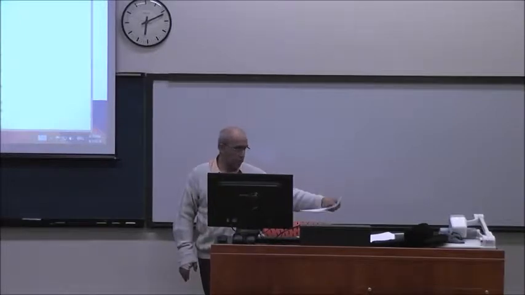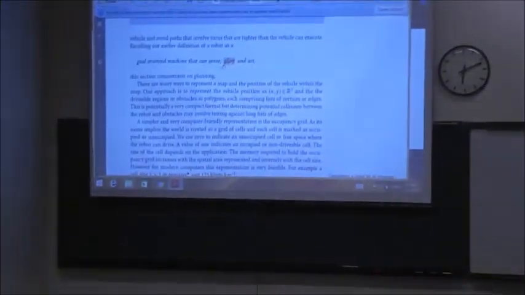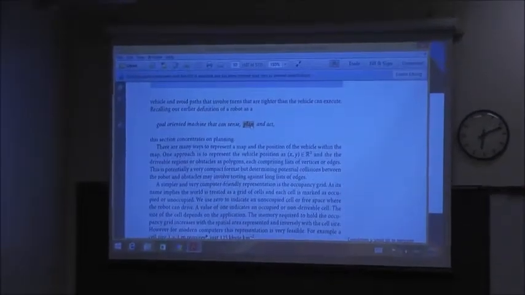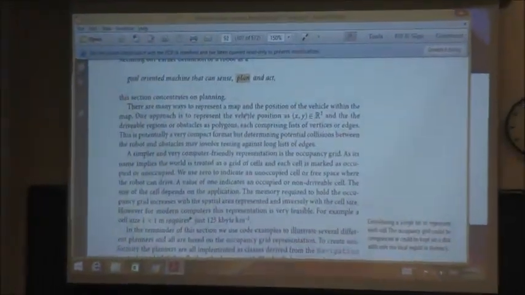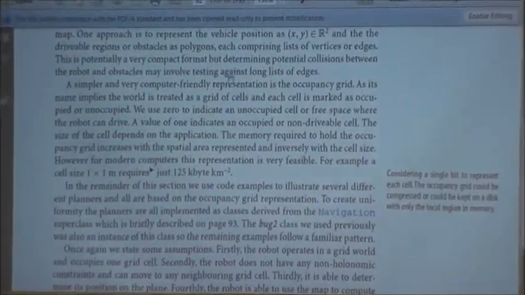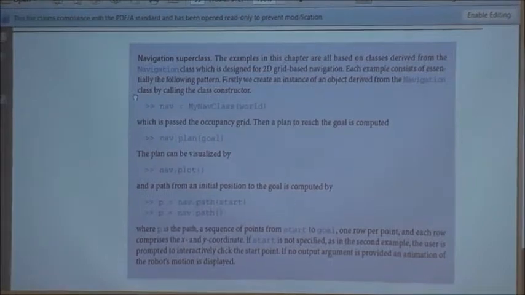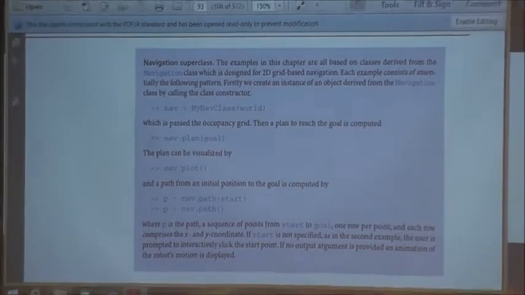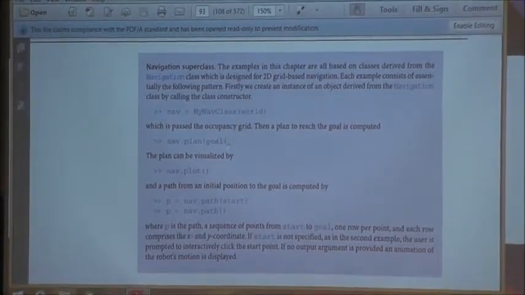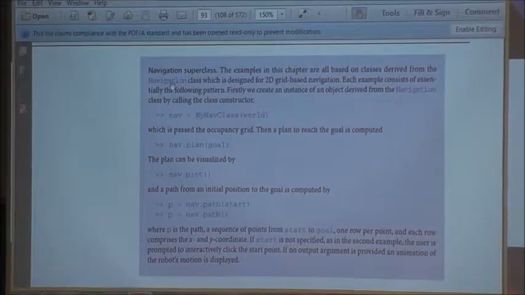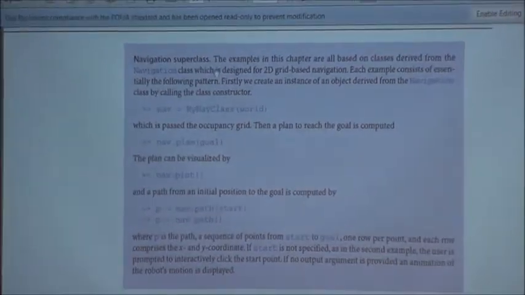Okay, let's continue our second lecture on navigation. Once again, reminding you that you're talking about planning for the robot. And another approach, which is somewhat more accurate and better, more optimized, is what we call the navigation superclass.